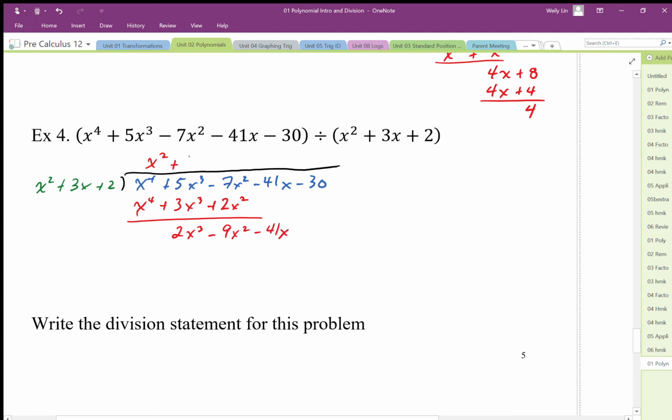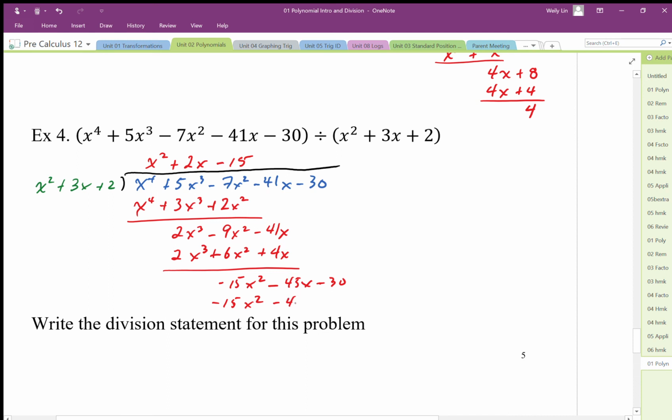Repeat the process, times 2x. So 2x cubed plus 6x squared plus 4x. Okay, subtract. That's going to be minus 45x minus 30. Again, do the same thing, minus 15. Okay, that's going to give me negative 15x squared minus 45x. 2 times negative 15 is minus 30. Oh, this is a remainder of 0.